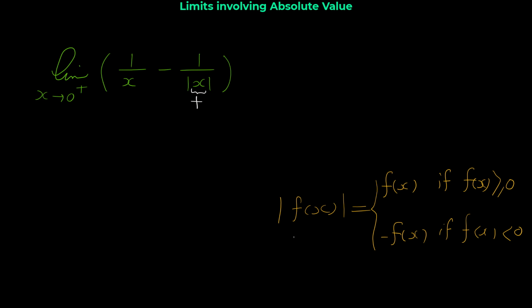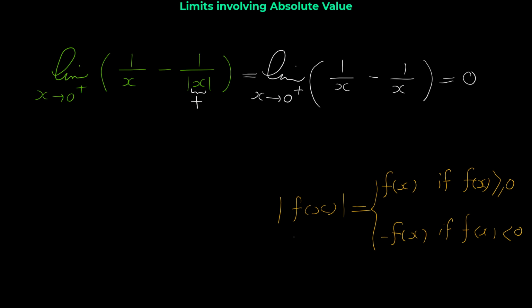Now that we know that absolute of x is x, we can rewrite this limit as 1 over x minus 1 over x. And 1 over x minus 1 over x is simply 0. This 1 over x cancels with this 1 over x.